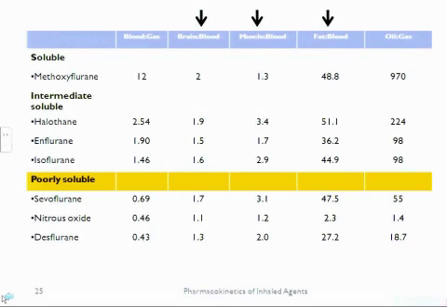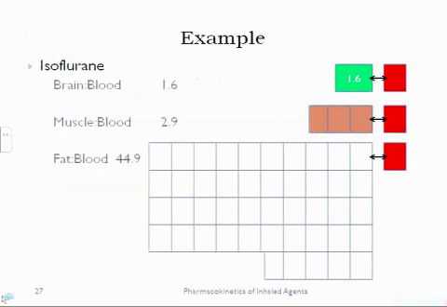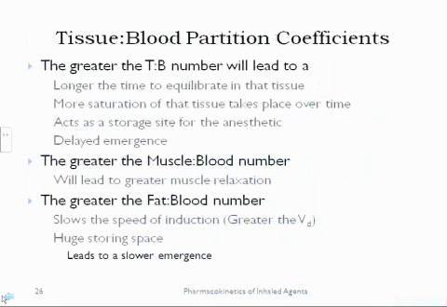Okay? So we'll stop there. We'll start on, let's see where we're at right now. Tissue. Yeah, we'll start on tissue blood partition coefficients, number 26, next week. Okay?